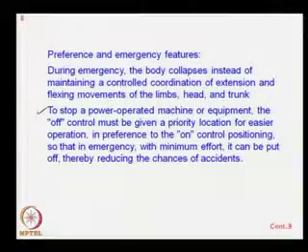Now, how can we use this in design? To stop a power operated machine or equipment, the off control must be given a priority location for easier operation in preference to the on control positioning, so that in an emergency it can be put off with minimum effort, thereby reducing the chances of accidents.